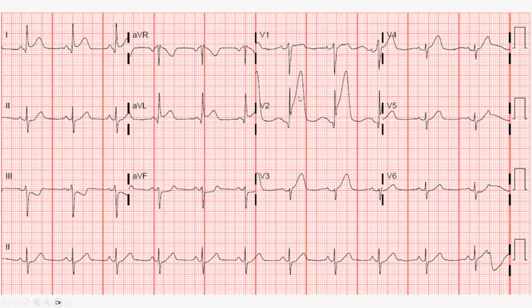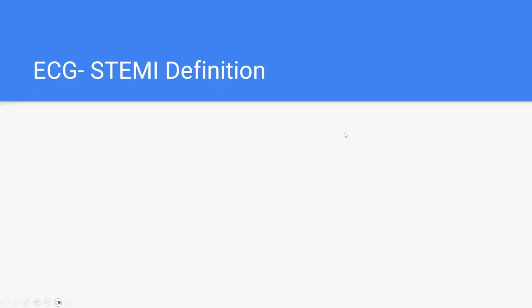He's got this B2, B2, B3, so probably anterior. I'm not trying to trick again with that. So STEMI, that's what our guy has here.